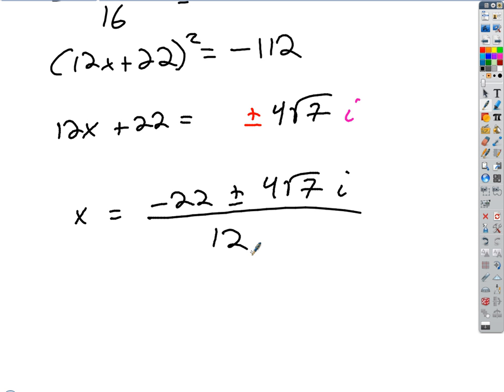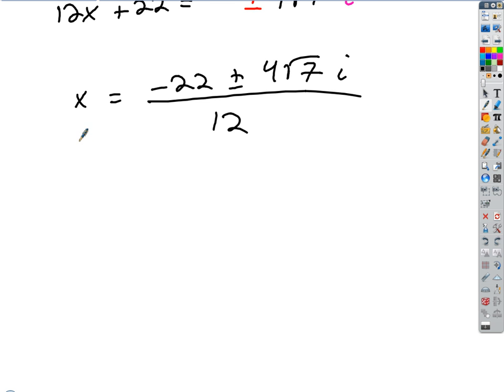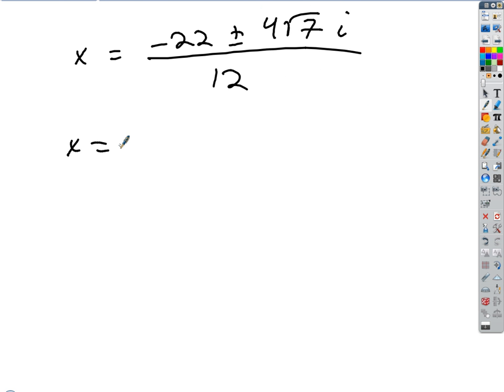And being as I have to write this, I have to split the terms anyway. It's really easier to do if you just split the terms and then reduce the fractions. So we end up with x equals negative 22 twelfths reduces to what? 11 sixths, plus or minus square root of 7 I over 3. Okay, make sense? That's it.